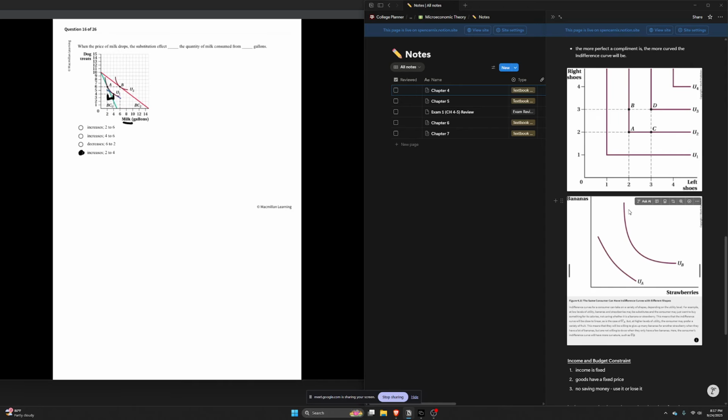When the price of milk drops, the substitution effect blank the quantity of milk consumed from blank gallons. Okay, so we're looking for if it increases or decreases, and from how many. So this is, again, substitution effect is the difference from A to, sometimes it's called A1 or U1 or whatever it is. But we're looking at this difference right here. So from A to U1, it's going to increase from 2 to 4.